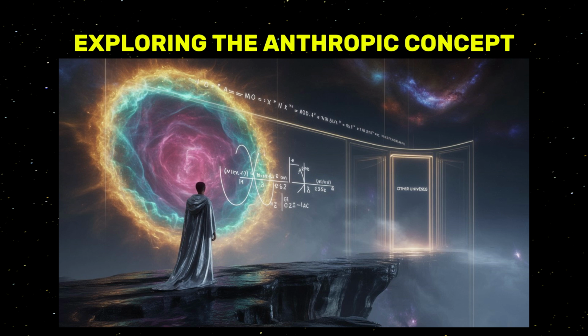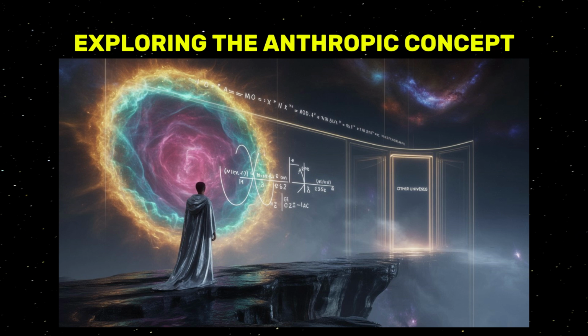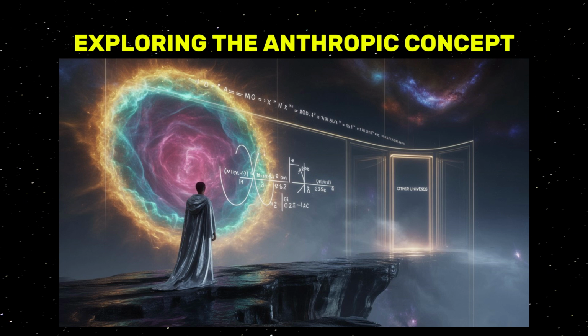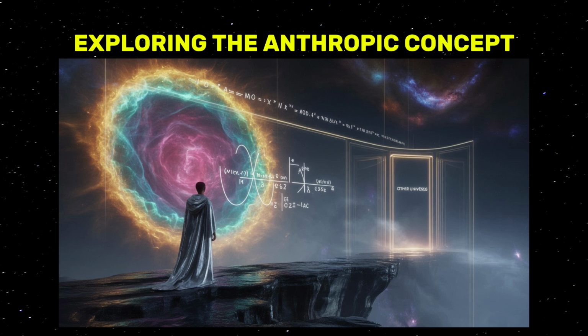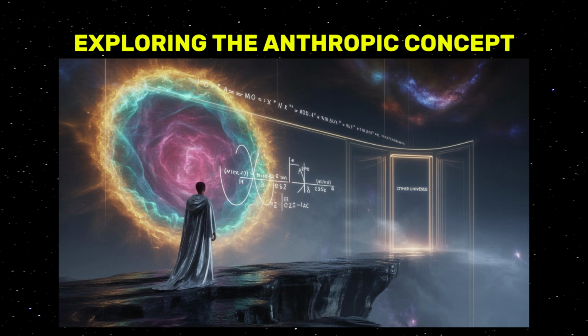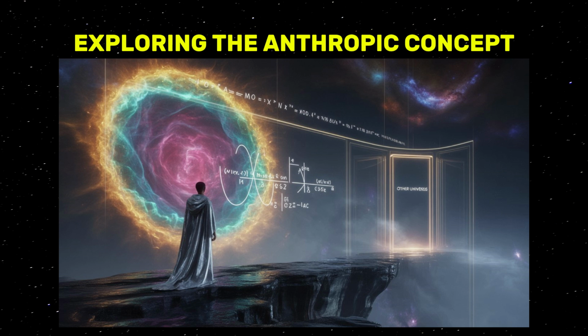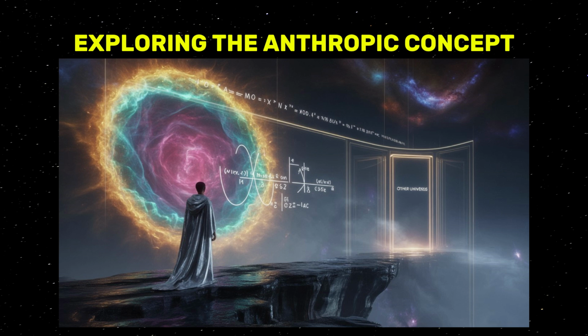The anthropic concept has also been crucial in shaping modern theories like string theory and certain interpretations of quantum mechanics. For example, some quantum theories propose that a system only settles into a defined state once it's observed. This viewpoint aligns with the anthropic idea, suggesting that observation plays an active role in defining the properties of the universe itself. The ongoing debate, however, not everyone agrees on its value.